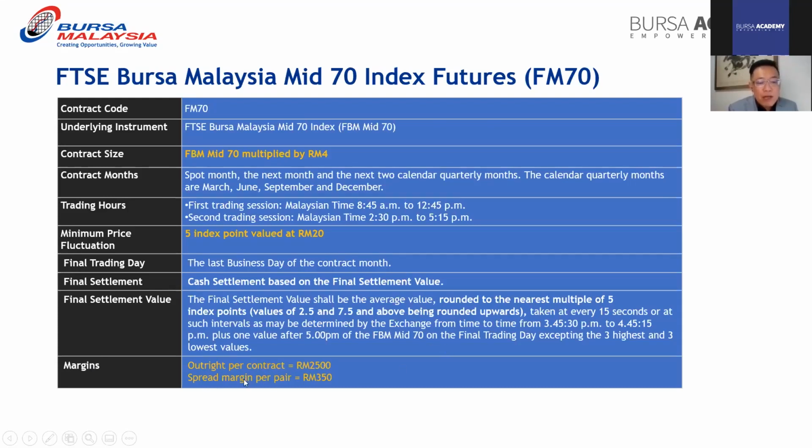The spread margin is something that I'll talk to you about later. One of the strategies we're talking about is the spread strategy. A very interesting strategy indeed. We will elaborate later. The spread margin per pair, because spreads trade in pairs, you will see afterwards, is only 350 ringgit. So this will be relevant when we talk about spread trading later in the slides. These are the 3 points I want to highlight to you on the FM70 contract.